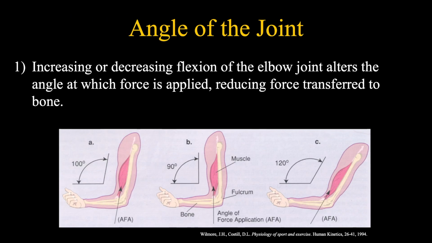The angle of the joint also plays a role in force production. The force production is going to vary depending upon the angle that's created between the moment arm and the fulcrum.